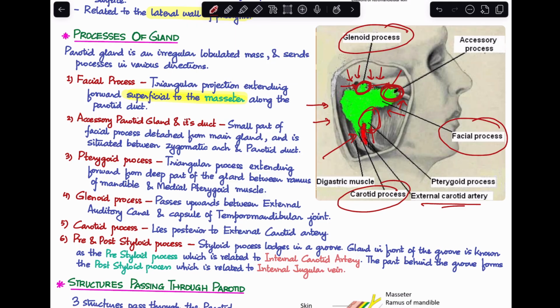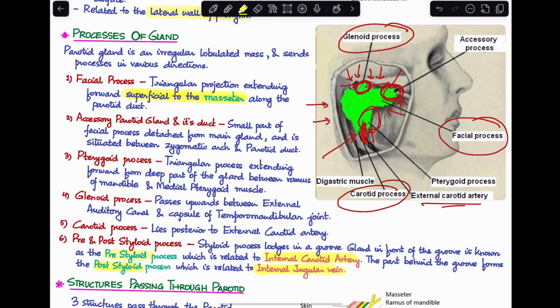There's another process which is not seen in the image here, and it is the pre and the post styloid process. We know that the styloid process lodges in a groove. The gland which lies in front of the groove is the pre-styloid process, and it is related to the internal carotid artery, and the part which is behind the groove is the post-styloid process, and this is related to the internal jugular vein. So these are all the 6 processes of the parotid gland that you need to know about. An accessory parotid gland also is one of these processes.